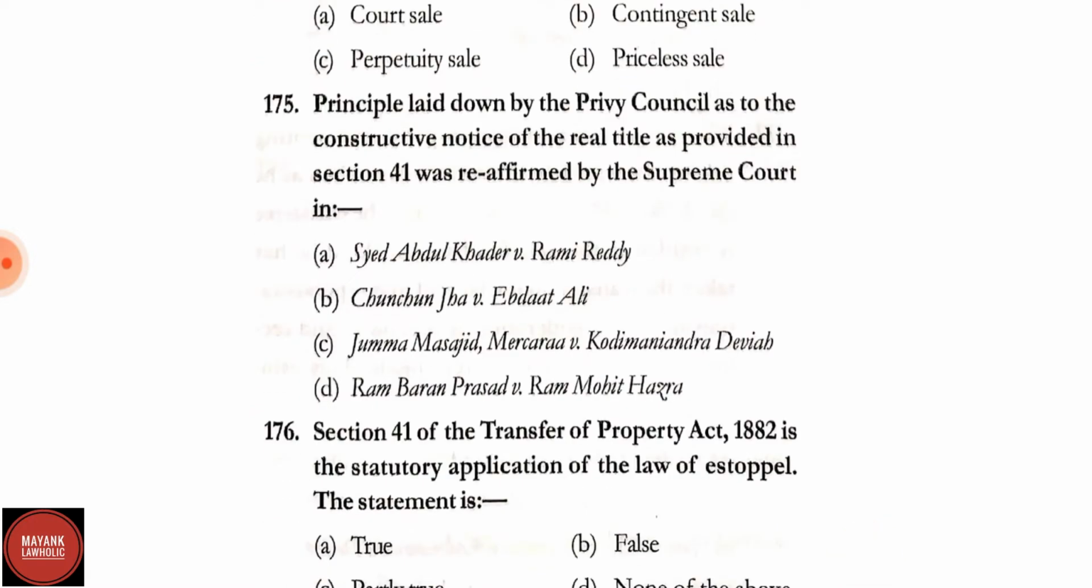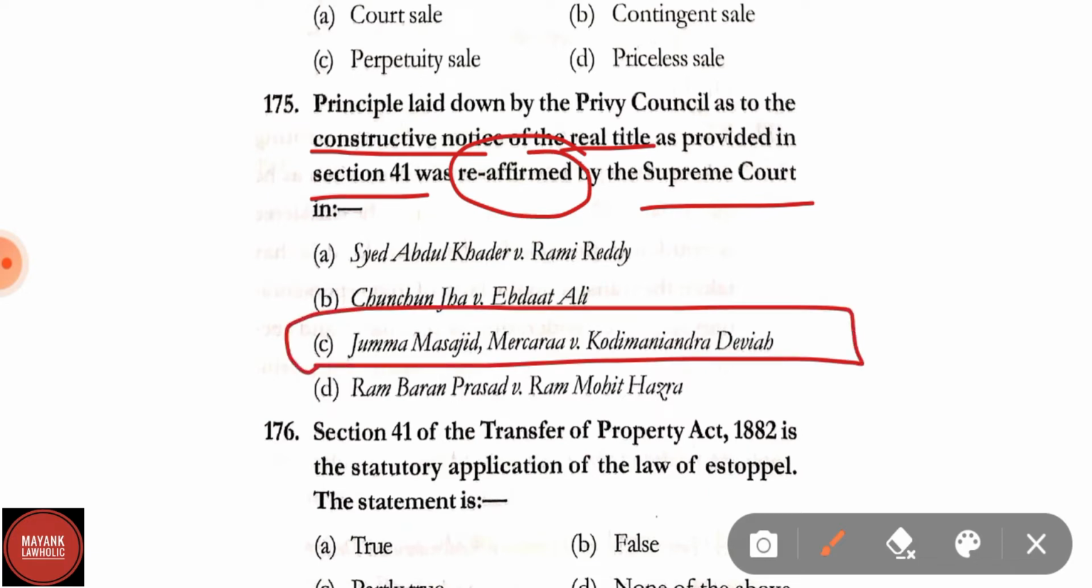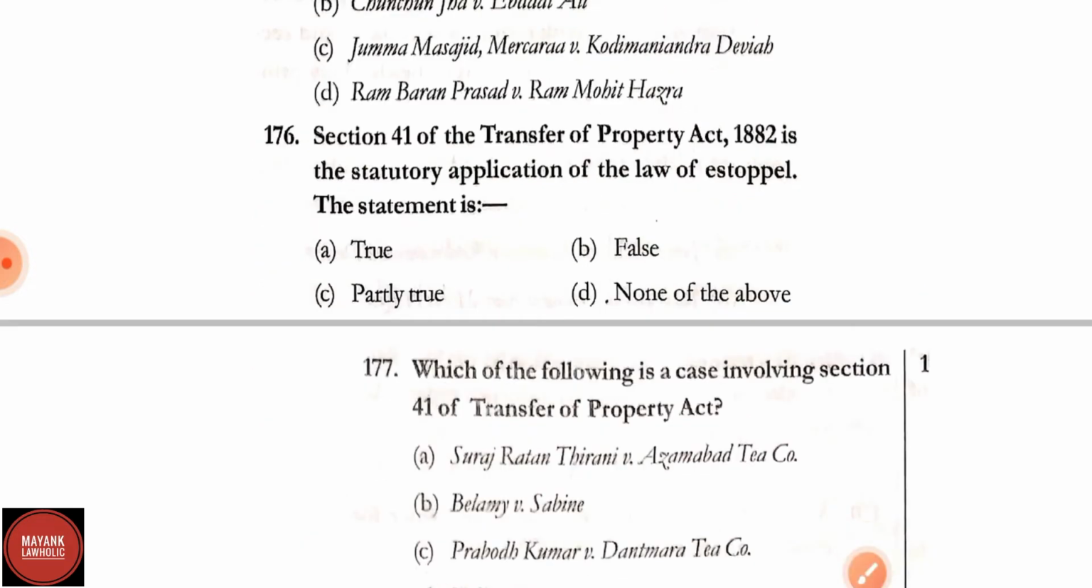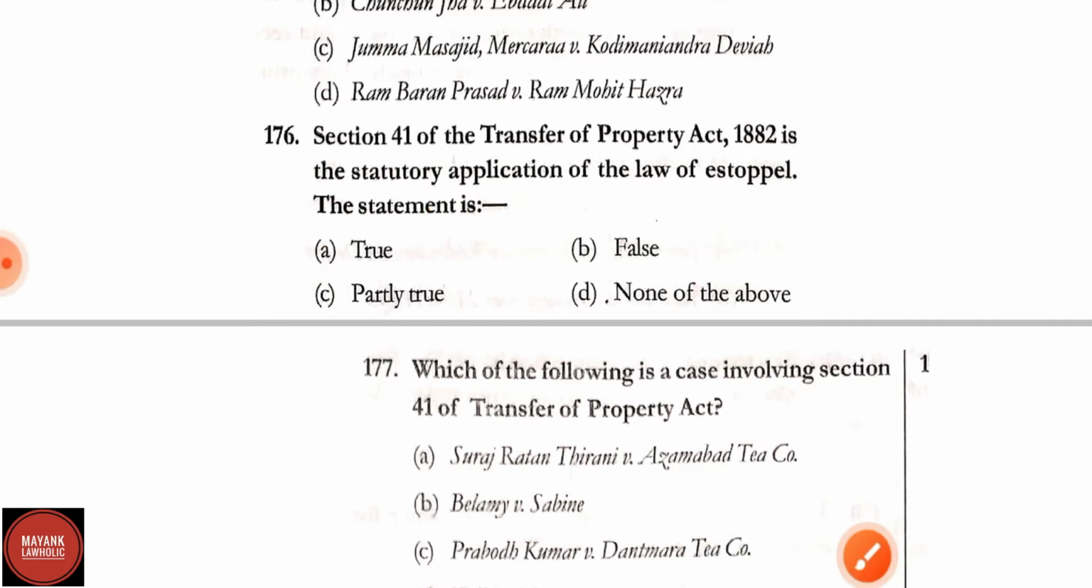Question number 175. The principle laid down by the Privy Council as to the constructive notice of the real title as provided in section 41 was reaffirmed by the Supreme Court in. Correct answer is option C, that is Jumma Masjid Markara versus Kodi Manindra Devaiya. Question number 176. Section 41 of the Transfer of Property Act 1882 is the statutory application of the law of estoppel. The statement is: true, false, partly true, none of the above. Correct answer is option A, that is true.